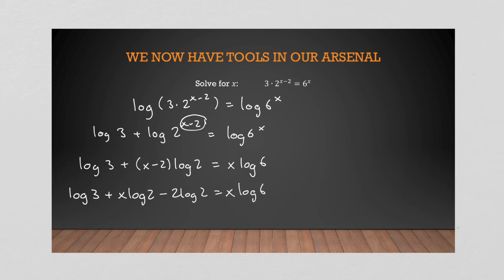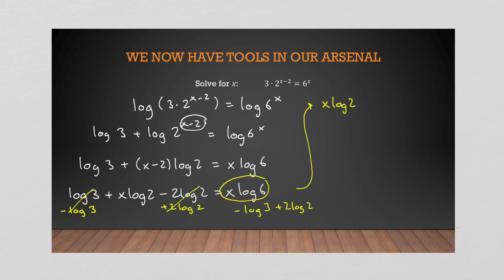So there's lots happening here, but you'll notice we have 2 x terms and 2 non-x terms. So what can we do with this? Well, let's get our x terms together. So I'm going to subtract log 3 from this side and add 2 log 2 to this side, because that's going to get rid of it there and there. But that means I'm going to have to subtract log 3 from that side and add 2 log 2 to that side. And at the same time, I'm going to subtract this from both sides. So what do I end up with? I end up with x log 2 minus x log 6 equals 2 log 2 minus log 3.